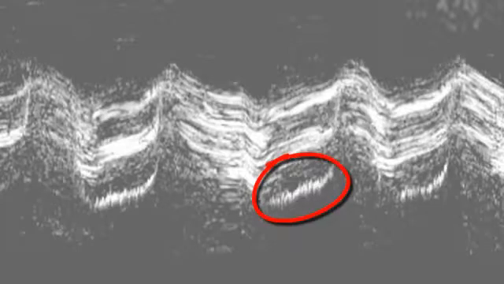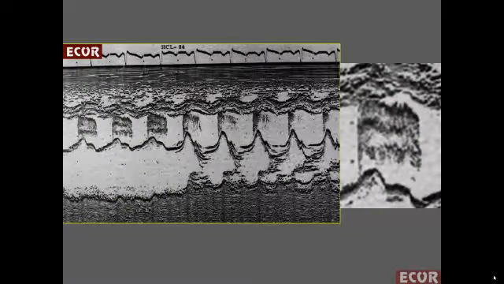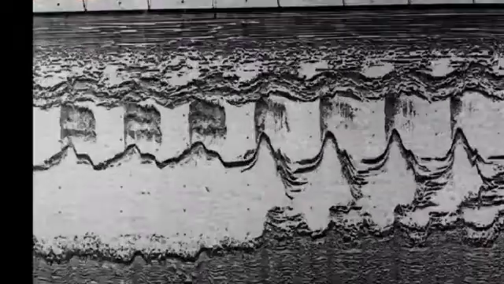But not here. This is torn paper sign of a vegetation. Notice that it is not a large vibration as seen when the leaflet is just ruptured. This patient had infective endocarditis of the aortic valve and a large vegetation prolapsing to left ventricle outflow tract.